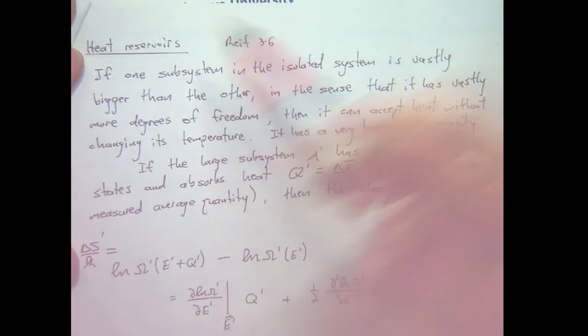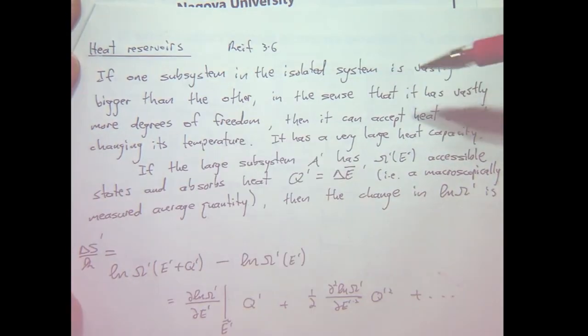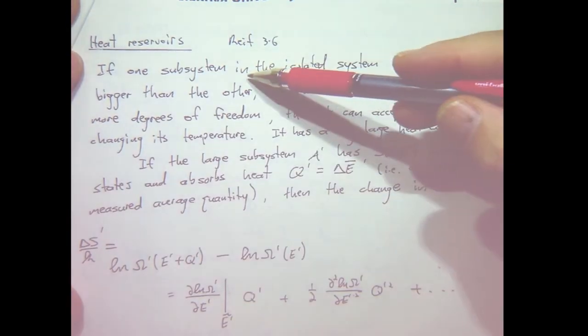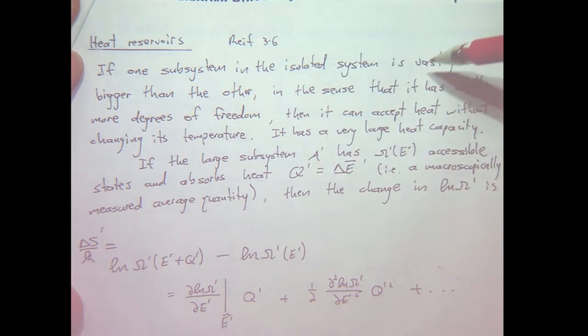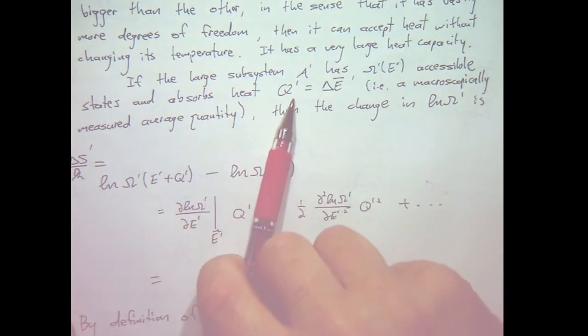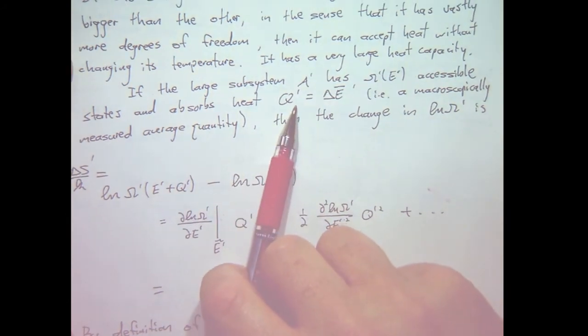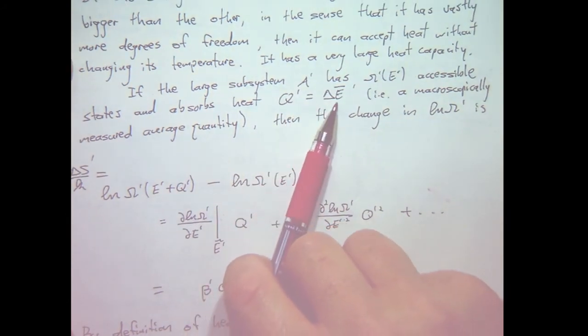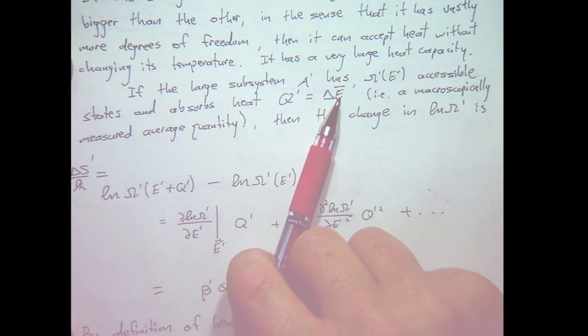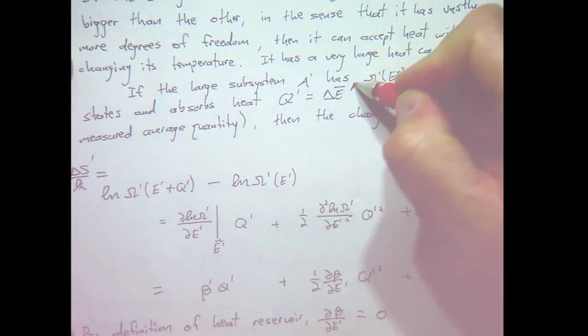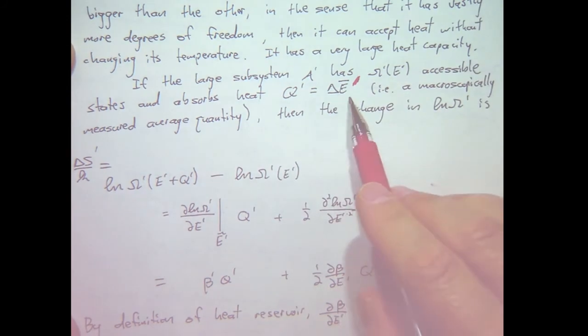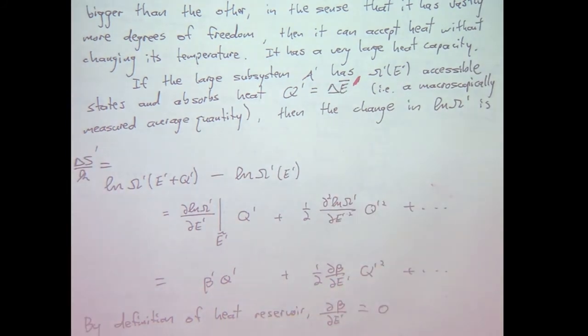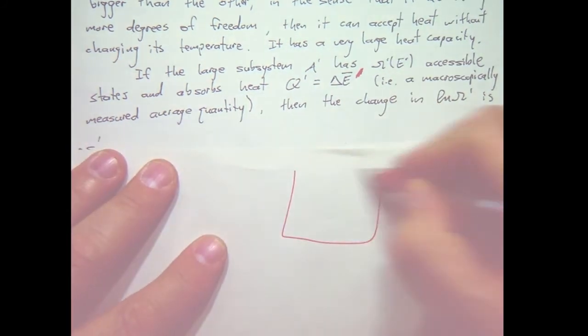Okay, so we need to know what a heat reservoir is. What if the other subsystem, the A prime, is huge compared to the first one? What does huge mean? Well, let's say it absorbs heat Q prime, which is a change in mean energy delta E bar prime. There's a prime there because it's to do with the rest of the subsystem. We've got the isolated system.